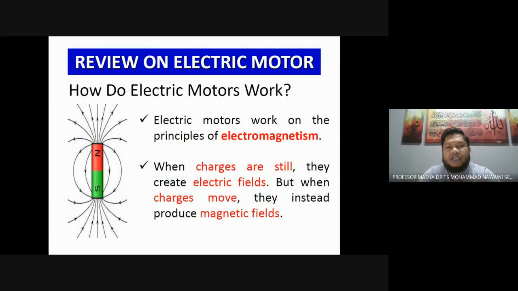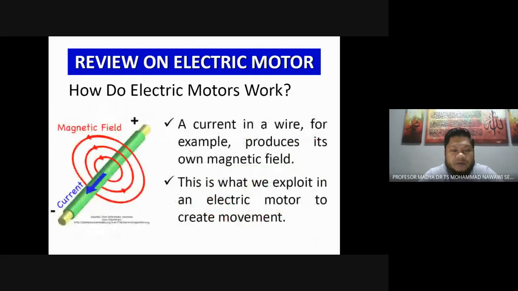So how do electric motors work? All are based on electromagnetism. We know that when charges are still, they create an electric field. Normally this is for the normal permanent magnet, which has a north and south pole. The flux will travel from north to south, as displayed by the figure there. Then we have the theory that a current in a wire produces its own magnetic field.